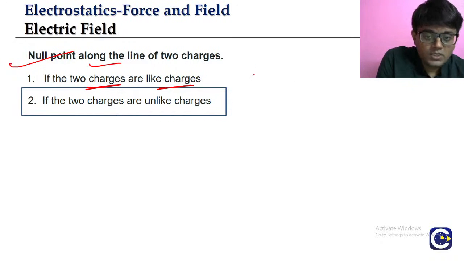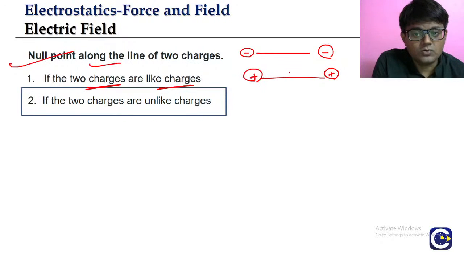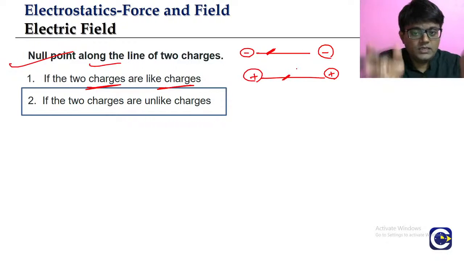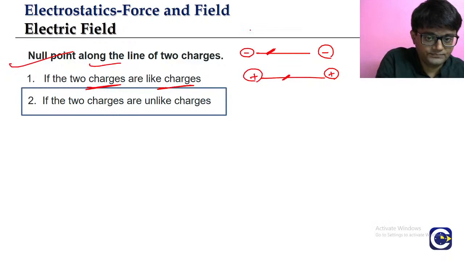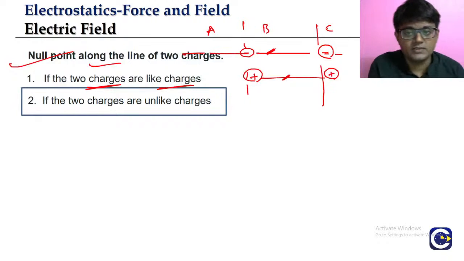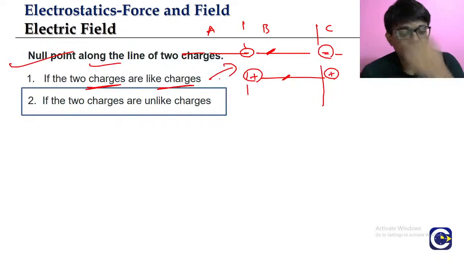If the two charges are positive or two charges are negative, they may be equal, they may be different also. Where will the null point come? Null point will be in the region between the two charges. Last class we divided the line into three parts, A, B, C. B is the middle segment between the two charges. So the null point is going to come in region B when the two charges are like charges.